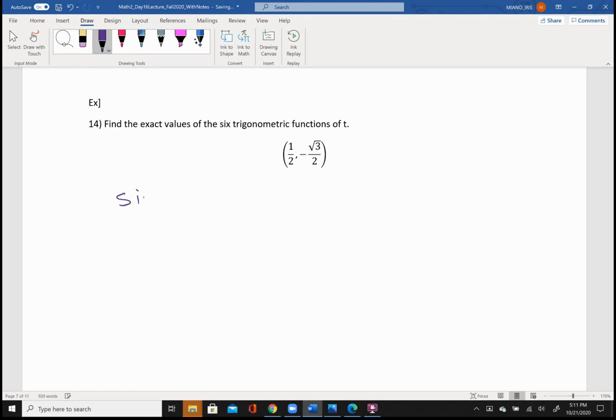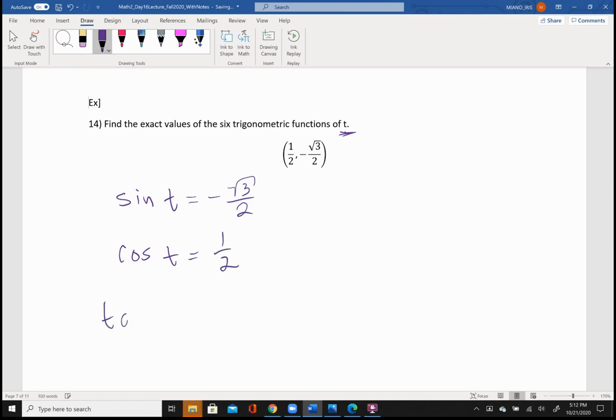The sine of t, because we're talking t here, we're not talking theta just yet, and t again was the distance from the starting point to this position, this ordered pair's position on the unit circle. So the sine of t, therefore, is going to be this negative root 3 over 2, or the y of your ordered pair. The cosine of t is going to be the x of your ordered pair.